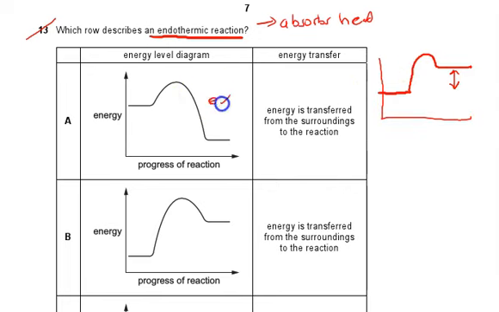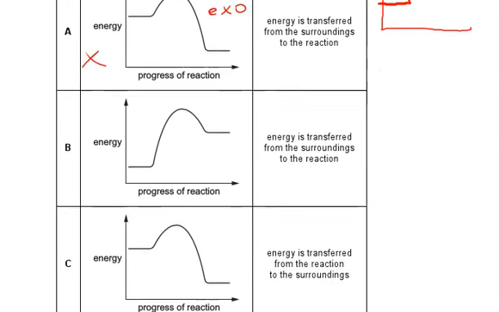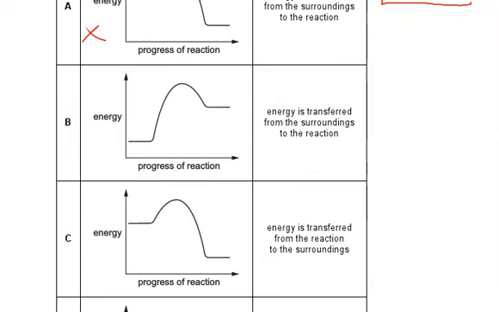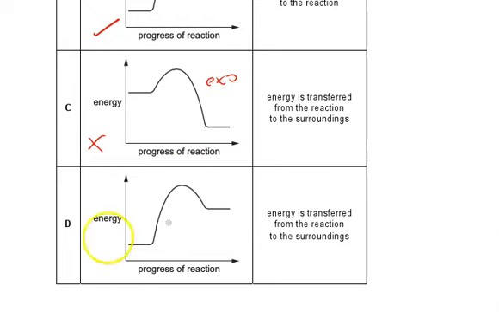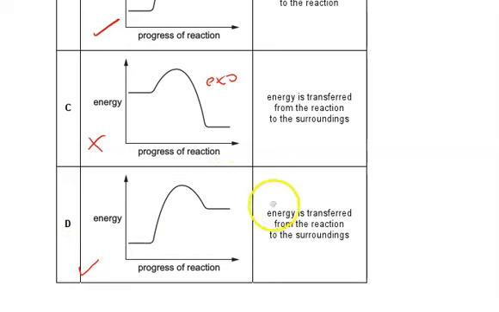So this one is more to exothermic, so it's not A. Now let us look at B. B is the most possible answer here. Now let us look at C. This is exothermic, so it cannot be used. Now let us look at D. This is also a possible answer. Now we have to compare the B and D. Look at here. The energy is transferred from the reaction to the surrounding. So the explanation here is wrong.